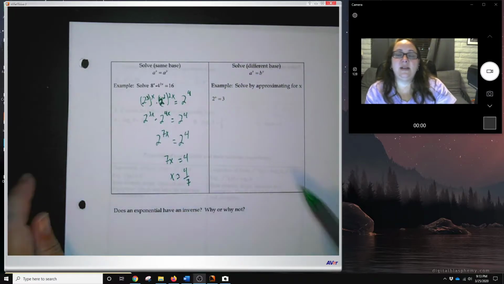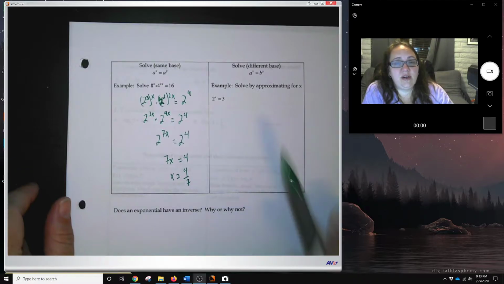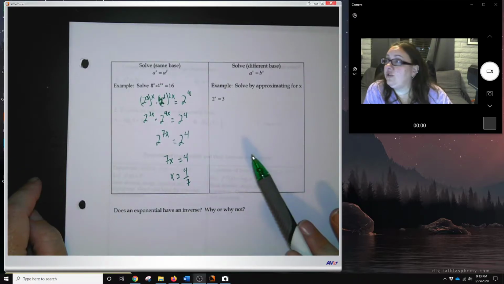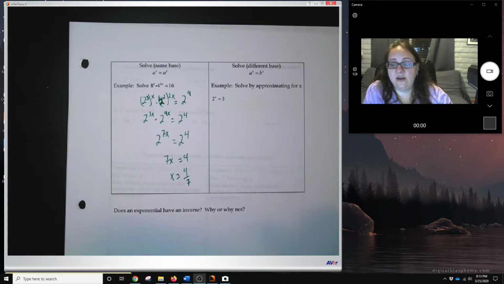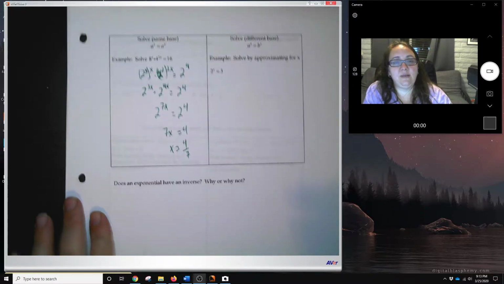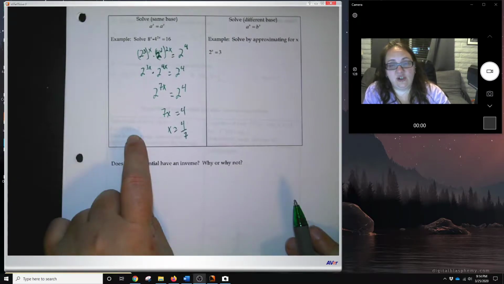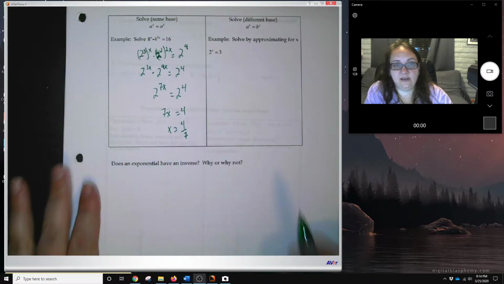Now, it's not always going to be possible to create same bases. So here I have a base of 2 on one side and a base of 3 on the other. There's no way to turn something base 2 into something base 3, and there's no way to turn something base 3 into something base 2. Instead of approximating, because that would be annoying, just know that we can't use the same strategy that we did over here to solve something like this.